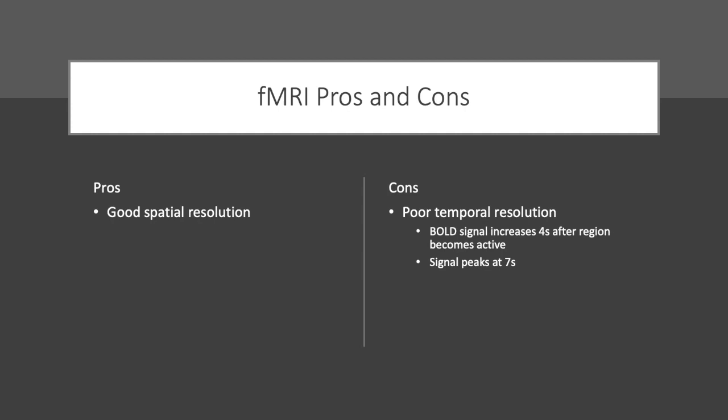fMRI gives us good spatial resolution because we can get a really good idea of what parts of the brain get increased blood flow. However, we get bad temporal resolution because it takes time for the blood flow to increase and the extra oxygen to be detected in the BOLD signal. Thus, when a neuron fires, the BOLD signal doesn't increase until about 4 seconds after the neuron fires.